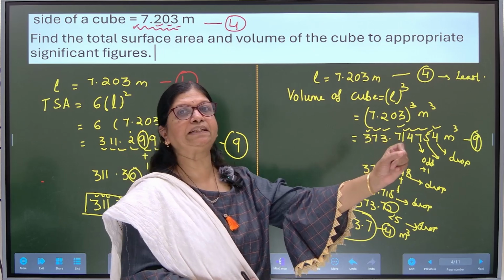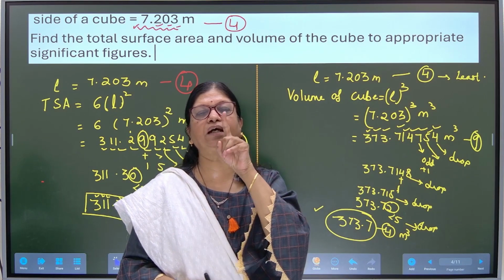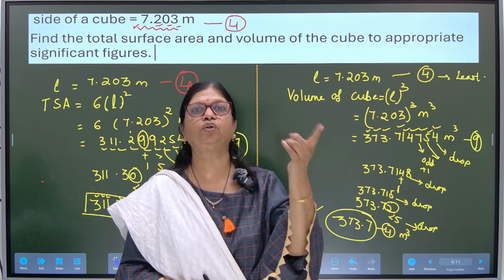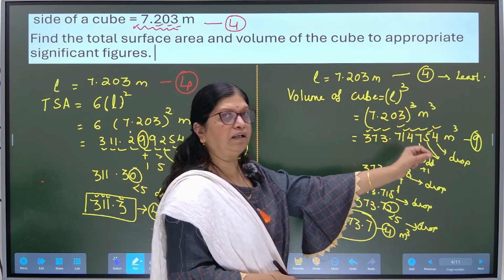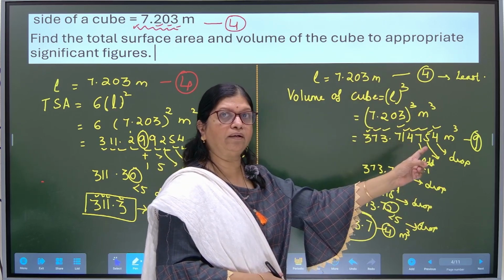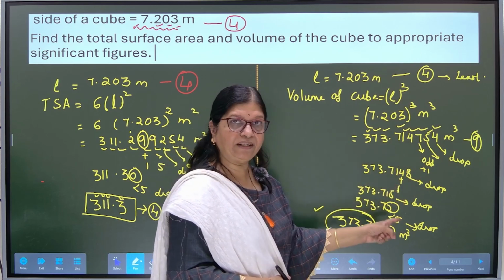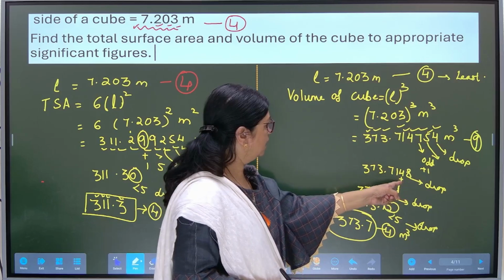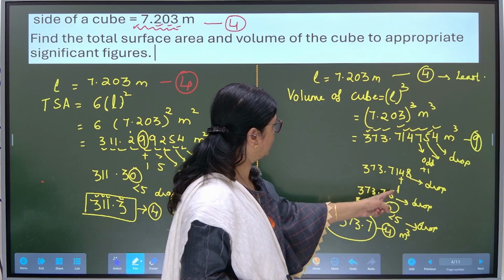So what should I do? For every digit I should follow the rule. Before following the rule, my eyes must go to the digit which is to be dropped. Is it greater than 5, less than 5, equal to 5? Follow the rule. 4, less than 5, drop it. 5, equal to 5, drop it. Previous digit 7, odd. So add 1. I added 1, I got 8. Now, did I reach the correct significant figures? No. So I again went to the number 8. 8 is greater than 5. So I add 1 to the previous digit. So 4 plus 1, 5 I wrote.